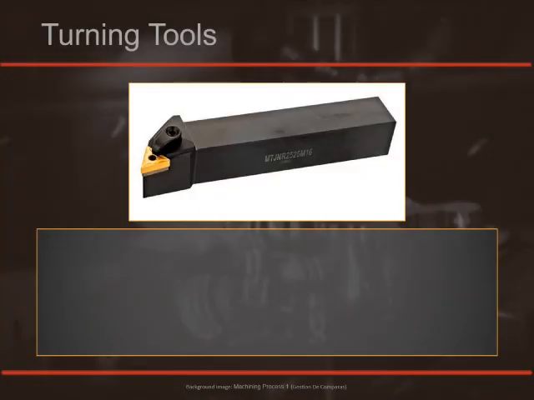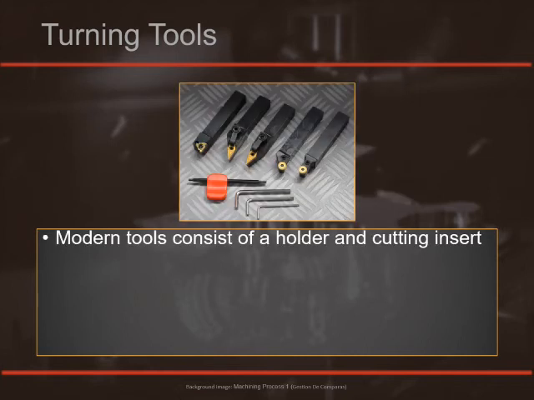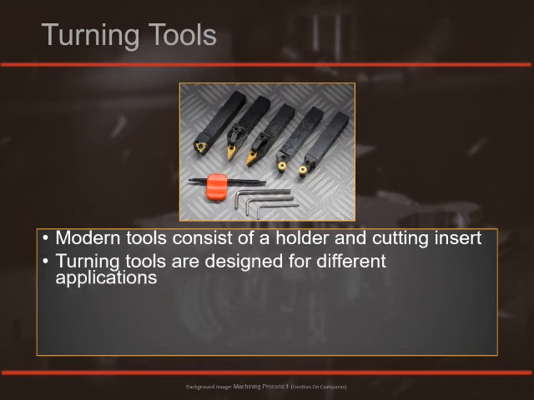Turning tools are generally comprised of a holder and an insert. The insert is the gold-colored piece, and the holder is the black oxide piece that mounts in a turret. The different tools are designed for different applications.